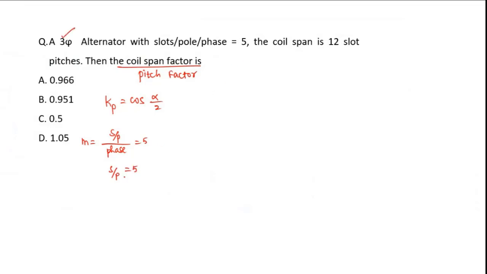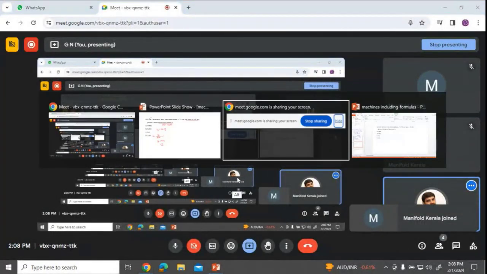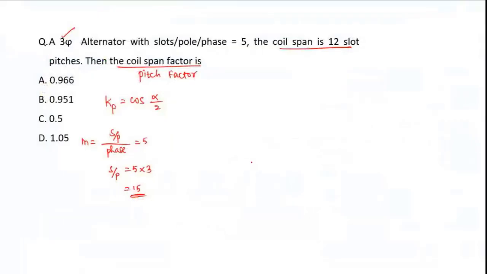And this is a three-phase alternator. So 5 into 3, if you multiply, you'll get 15. So the winding has to be wound for 15 slots. But he said that the winding is wound for 12 slot pitches. So I can say that 15 minus 12, you'll be getting 3 slots. The winding is short pitched by 3 slots.